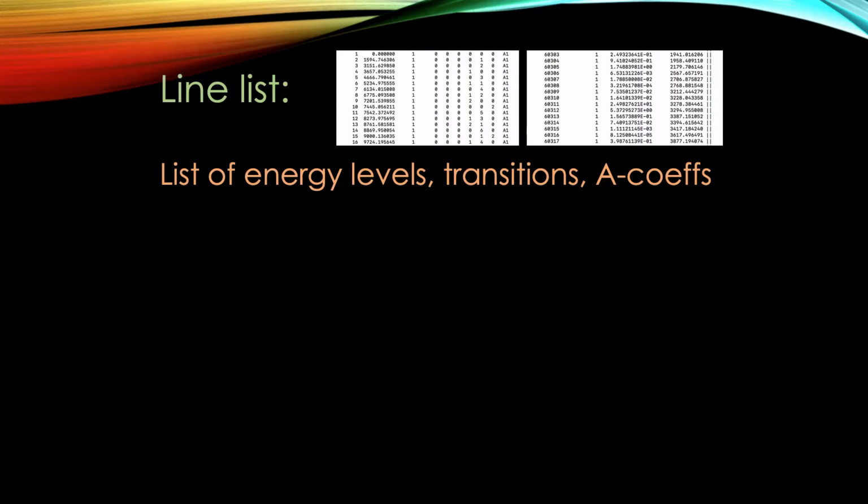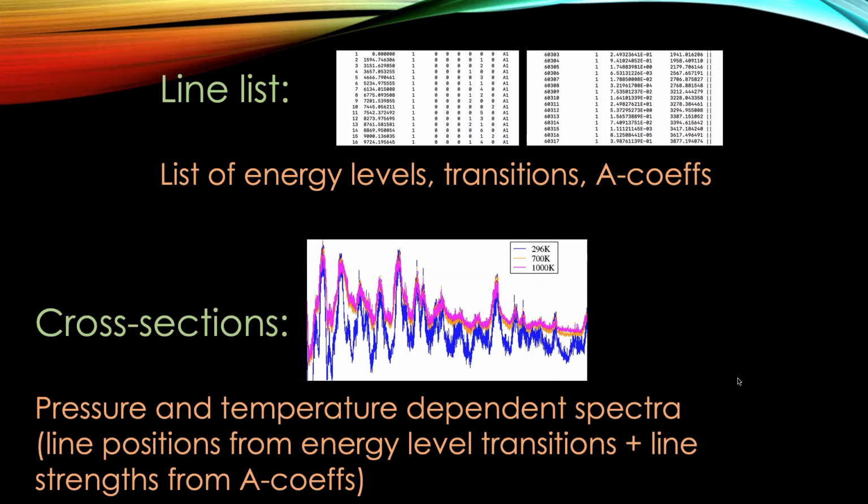In order to use these in exoplanet retrievals, we typically want to convert them to cross-sections. These are pressure and temperature dependent spectra, where the line positions come from the transitions between different energy levels, and the line strengths come from the Einstein A coefficients and also the temperature.